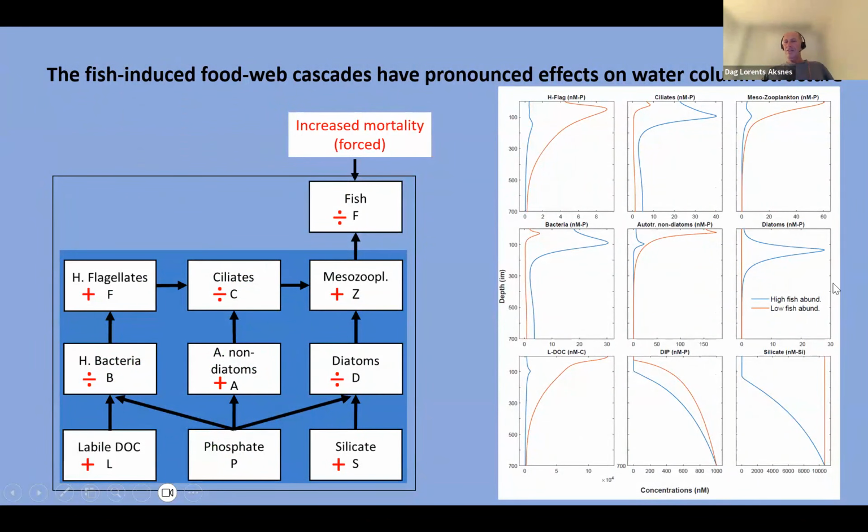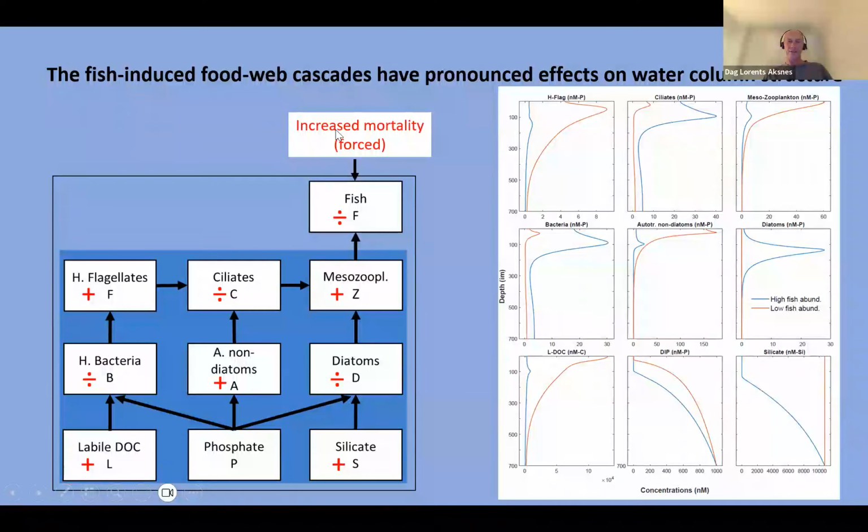Because the low fish mortality is actually high fish abundance. And if you look at the diatoms, so now we turn to the diatoms, we see that when there is a low fish abundance, the diatoms disappear from the model. At high fish abundance, there are lots of diatoms that are actually dominating the autotrophic biomass.